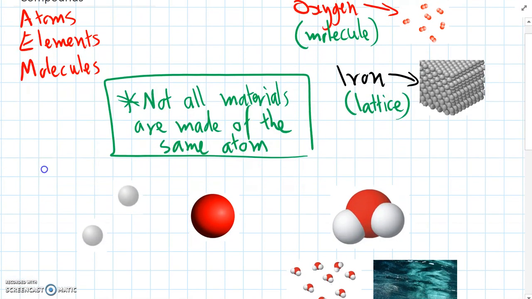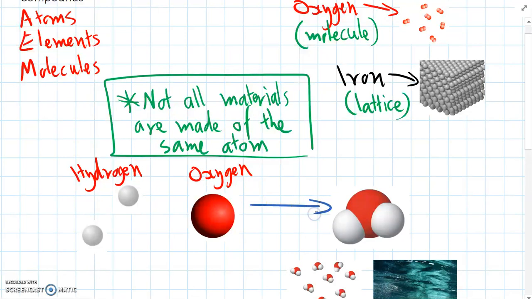So we can see down here, these are some hydrogen atoms, and we've got an oxygen atom here as well. And if these atoms all come together, they actually join together in this little V-shaped molecule here. And this is H2O, which we all know as water. And it's a molecule that they've made here.